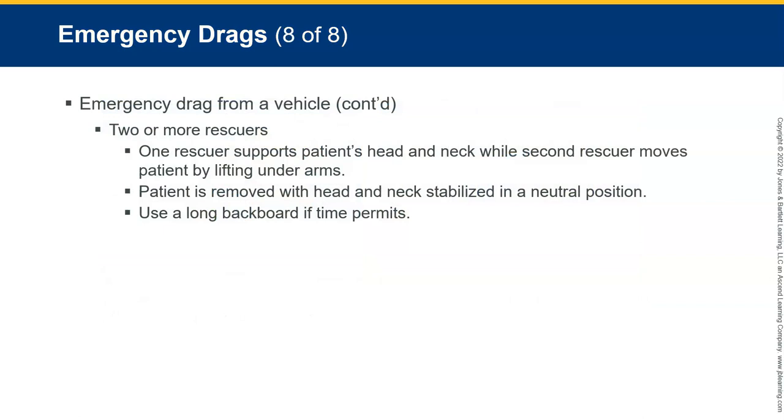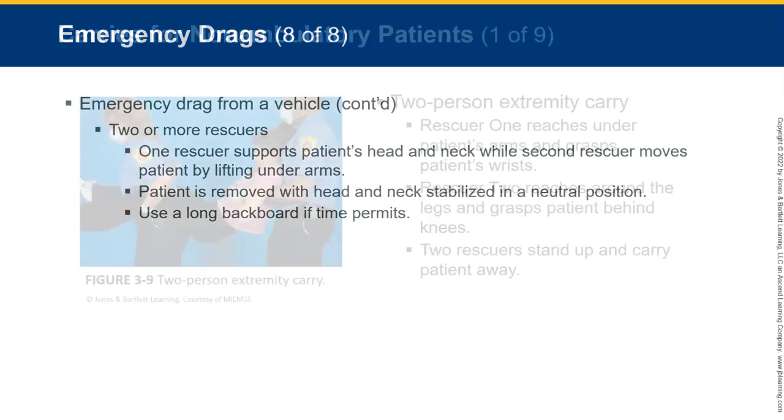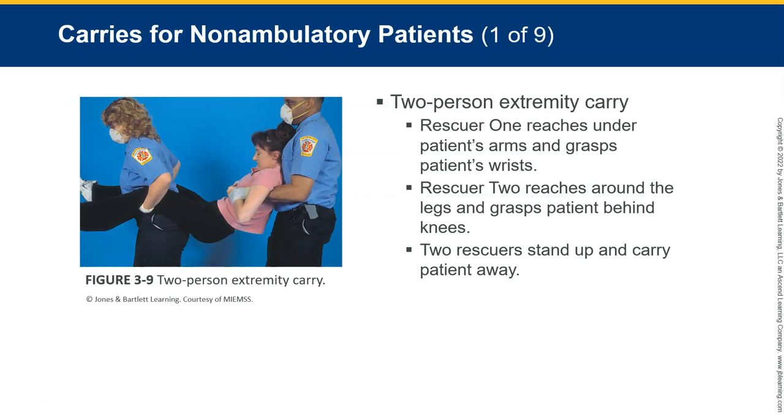Now, two or more rescuers. One rescuer supports the patient's head and neck, while the second rescuer moves the patient by lifting under the arms. This is a pretty common way to move people. You may even do this in someone's house, not necessarily getting somebody out of a vehicle. The patient can then be removed in line with the long axis of the body, with head and neck stabilized in a neutral position. Use a long backboard if time permits. This is an easy way to move someone.